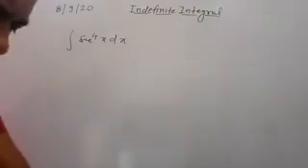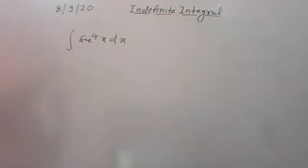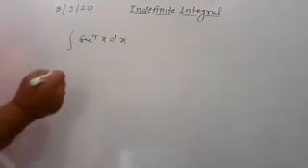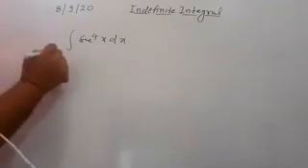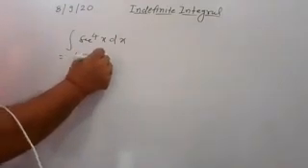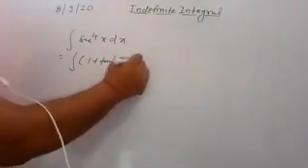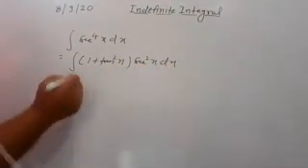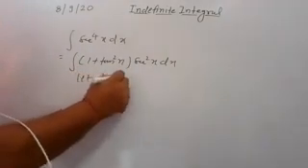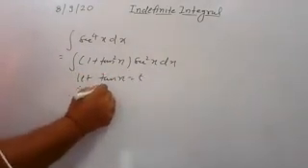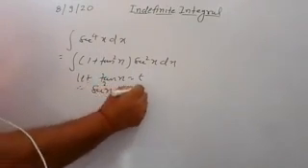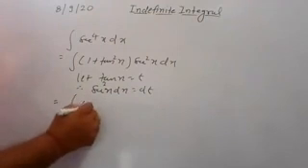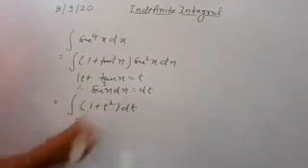So in that case, what you do? Sec to the power 4x can be written as sec square x into sec square x, and you convert one of the sec into tan. So here you write 1 plus tan square x into sec square x dx. Now assume tan x is equal to t, and differentiate it. So you have sec square x dx is equal to dt. So you have 1 plus t square dt and integrate it.